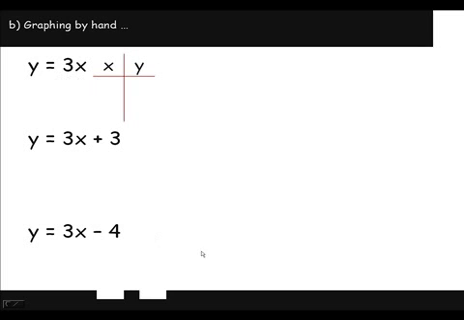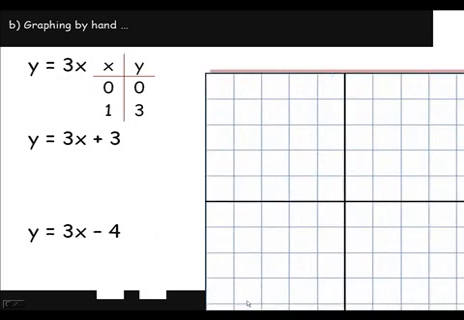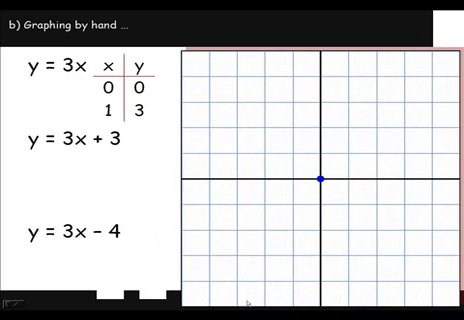To graph y equals 3x, let's pick a couple of points for x. When x is 0, y is 0. When x is 1, y is 3. Let's go ahead and pull up some graph paper here. Plot 0, 0, and 1, 3, and draw the line. So there's our first line, y equals 3x.